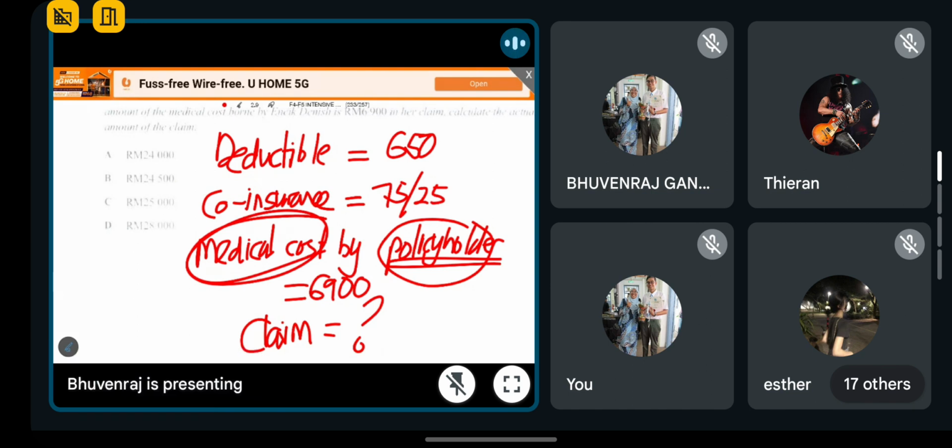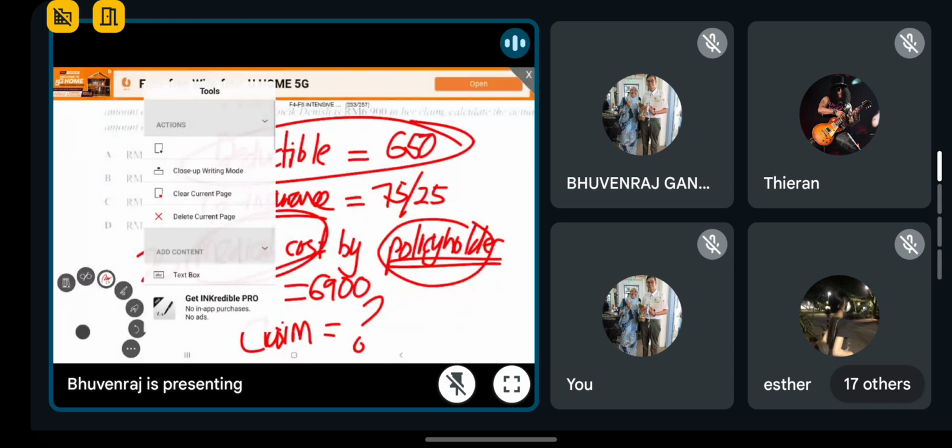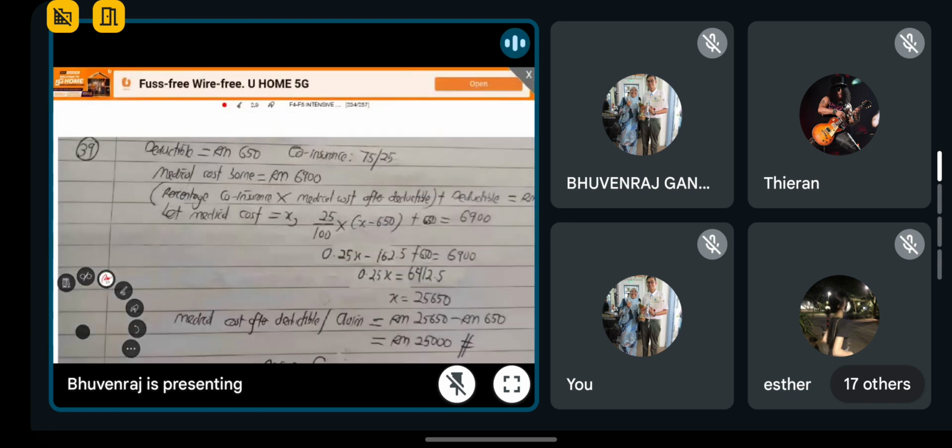Soalan tabari kat kamu. So you cannot find out actually what is the medical cost from the insurance company because you don't know the total. You have the deductible. Kamu ada deductible, but you don't know your total. Okay, so you must make an assumption. Let your total medical cost be X. Okay, katakan jumlah kos perubatan tu adalah X. So you need to find the X first. Okay, so basically the answer you will get is C actually.